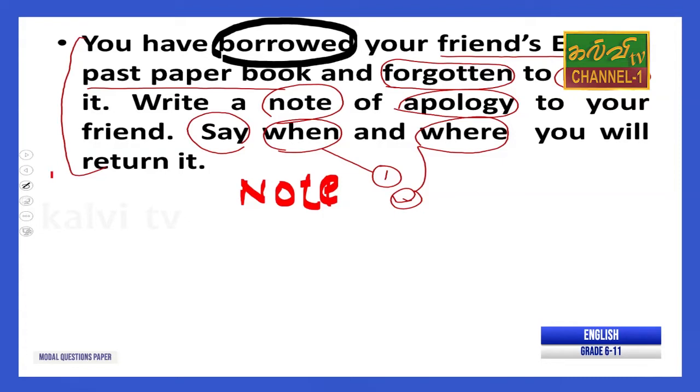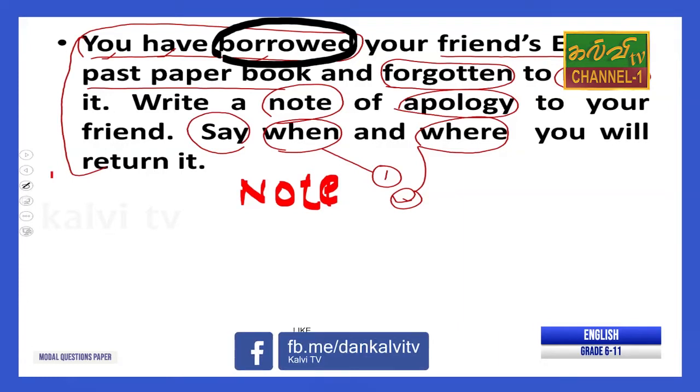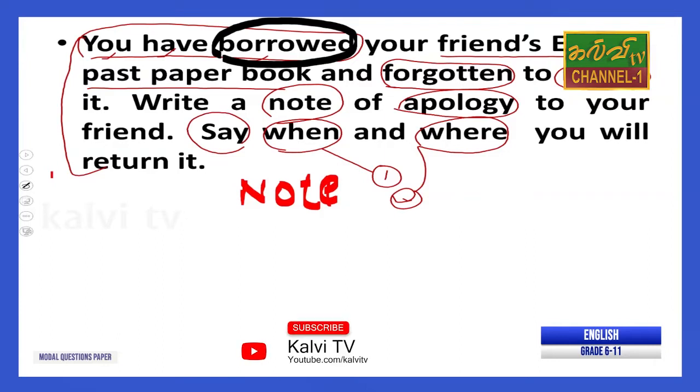You can read it. Now, you see, you have borrowed your friend's English past paper book. This sentence has been considered present perfect. You have borrowed, verb 3. Following has, you want to write the verb, past participle. So you have borrowed your friend's English past paper book. So you forgot to return it. Write a note.